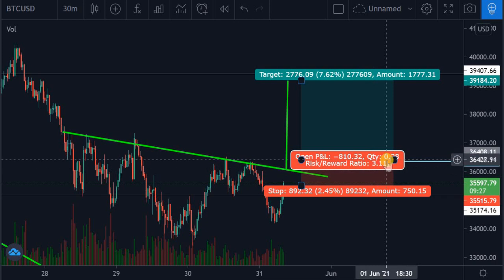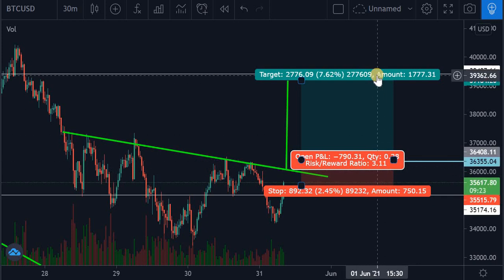Once it breaks out at this level, I am going to put in my buy order and I am going to take my profit at around $39,000. Like I said, this is what I am doing. I'm not expecting you to do the same. I am just sharing my trades with you for educational purpose.